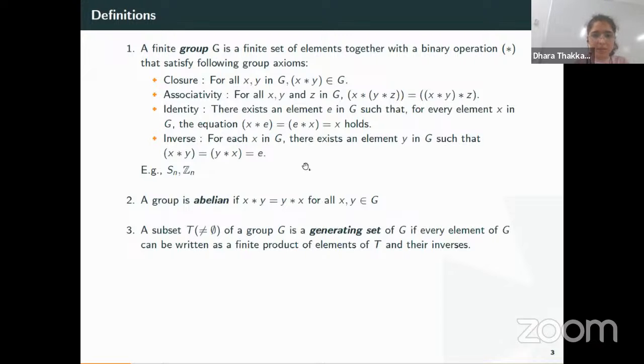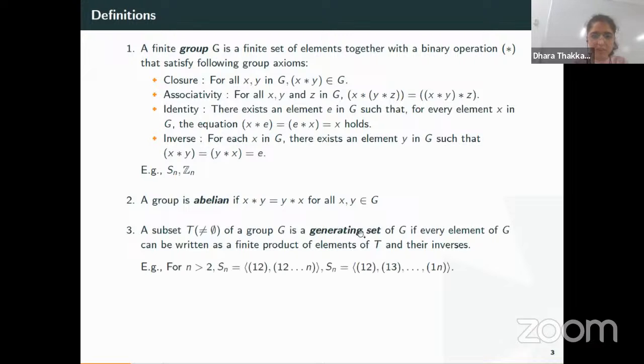Okay. So there is another definition. Given a subset T of G, we call T a generating set of G if every element of G can be written as a finite product of elements of T or their inverses. So if we have such a subset of G, we call T a generating set.